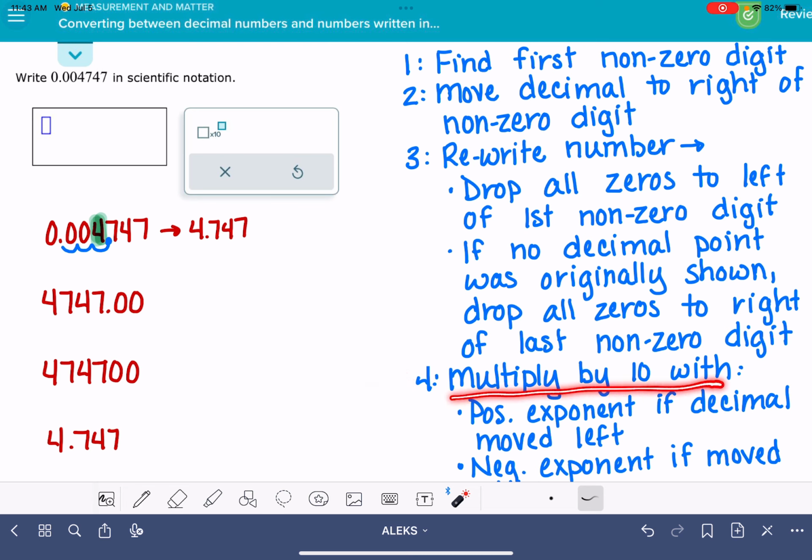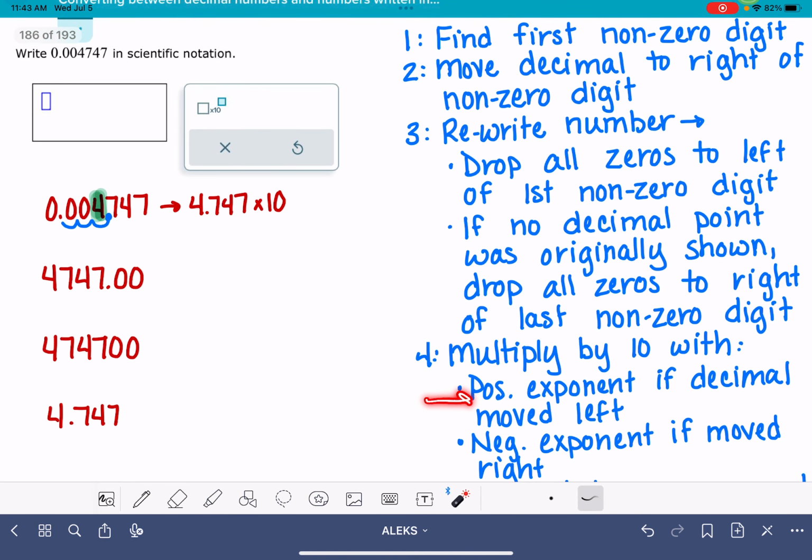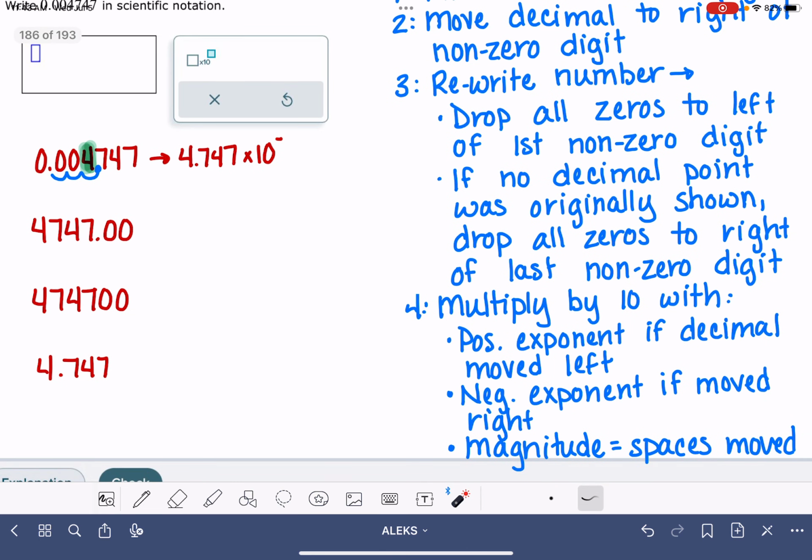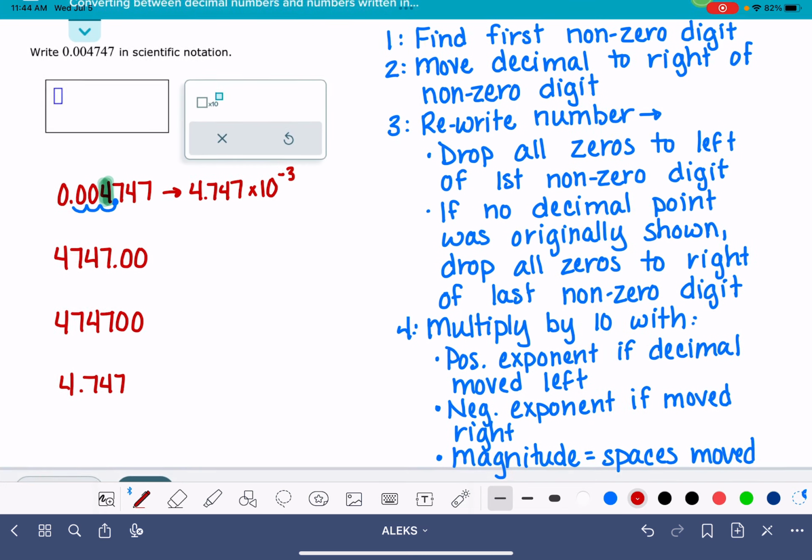We're going to multiply by 10 with an exponent that is positive if the decimal was moved to the left, which ours was not, it was moved to the right. Negative if the decimal was moved to the right. That indicates that we have a small number, something less than 1. And the magnitude of my exponent is based on the number of spaces that my decimal moved: 1, 2, 3. So this is going to be 4.74 times 10 to the minus 3.